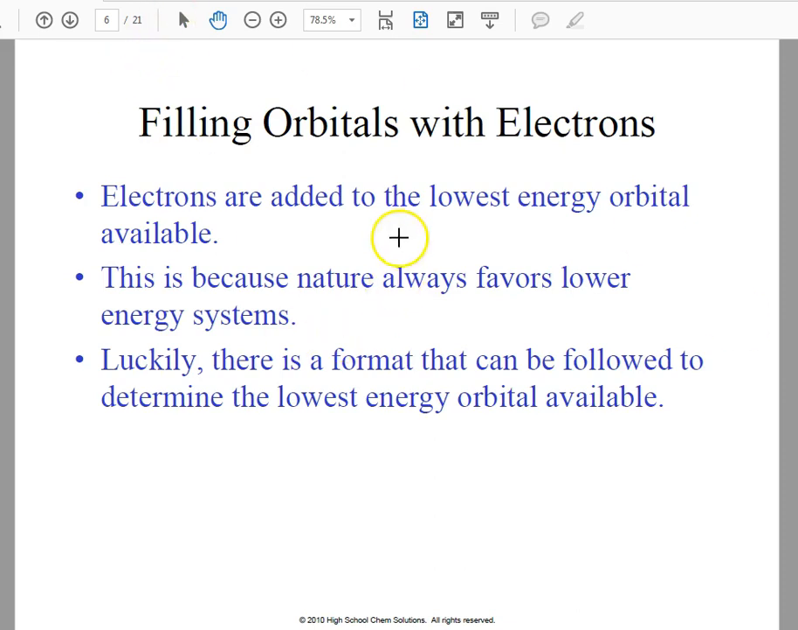Well, electrons are added to the lowest energy orbital available. This is because nature always favors low energy systems. So throughout chemistry, when we talk about energy, if we want a system to increase its energy, we're going to have to do some work, because nature always favors the lower energy system, or the lowest energy construct possible. So we have a format that scientists have figured out that can be followed to determine what is the lowest energy orbital available. Because we say the electrons are going to the lowest energy orbital available, but which is it?